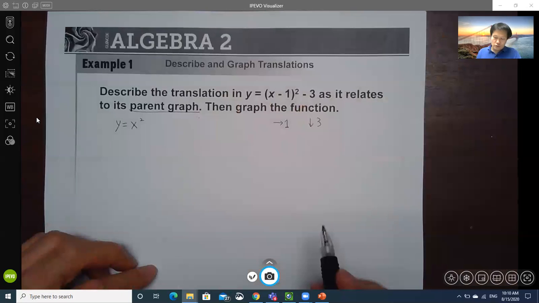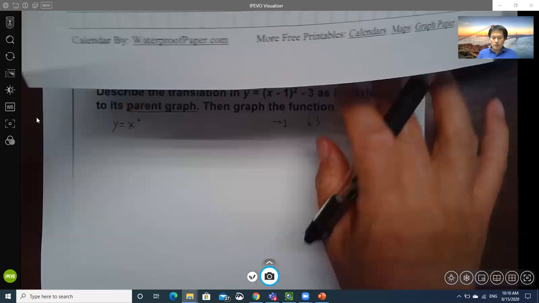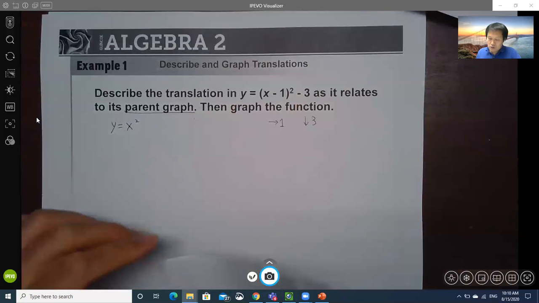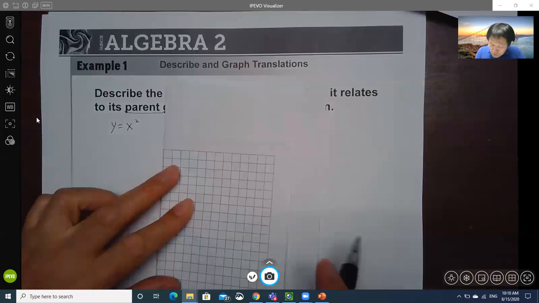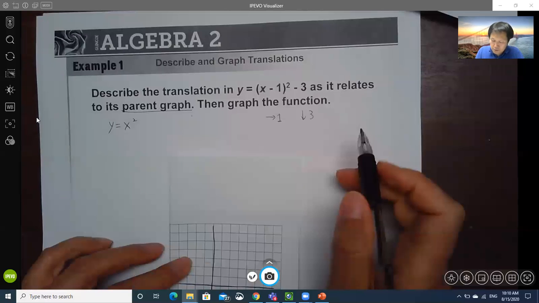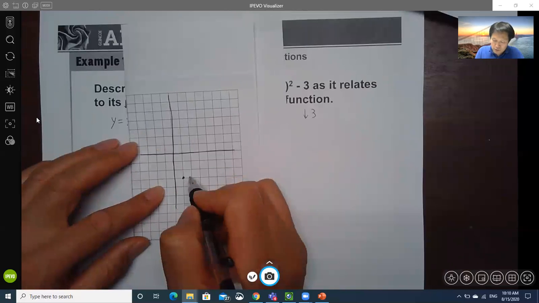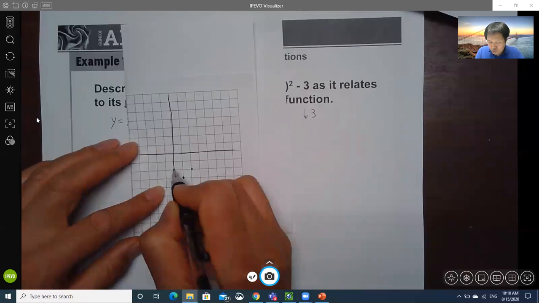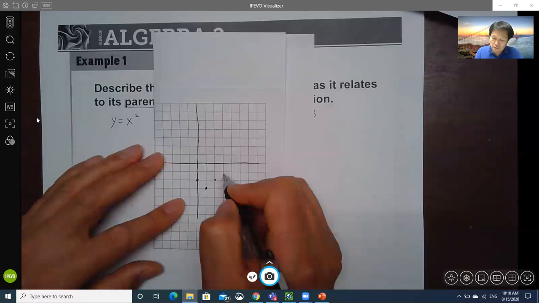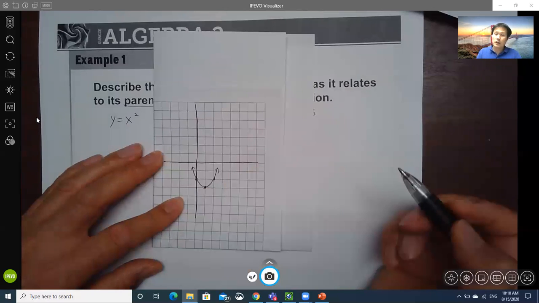So if they ask you to graph it, here's what you can do. On a piece of paper like that, you go right by 1, down by 3, 1, 2, 3, and you go right by 1, up 1, left by 1, up 1. If you go right by 2, 2 squared makes a 4, right? So if you go right by 2, you go 1, 2, 3, 4. Usually I just do 3 points. Then that's gonna be a good graph.